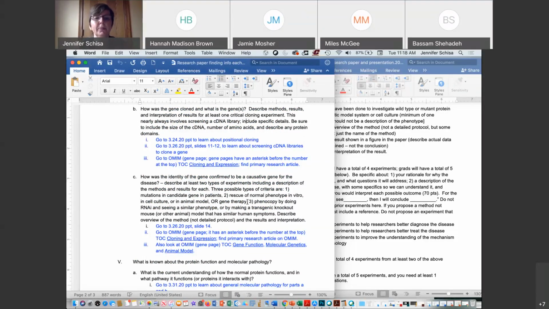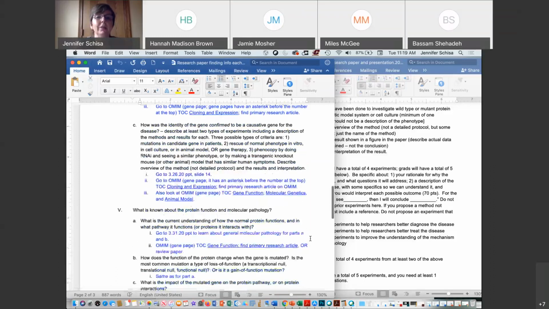Or the third type of experiment would be like a phenocopy experiment, like we've talked about, where you use RNA interference and then you can see a similar phenotype. Or maybe you make a transgenic knockout mouse and you see similar symptoms as you see in humans. So those are the three types, and you need two of those kinds of experiments. Okay, so I gave you some hints in OMIM, like where to look for those kinds of papers. Again, if you're kind of getting stuck at all, let me know.